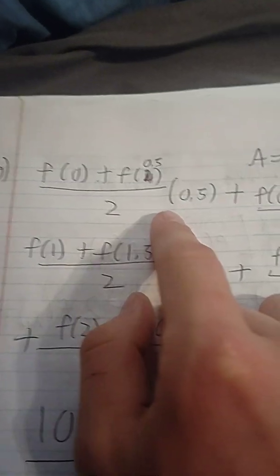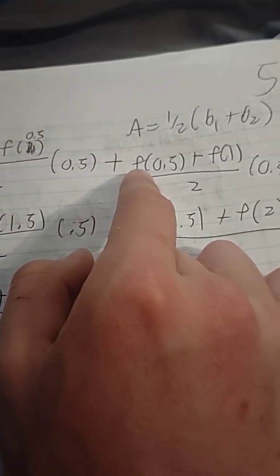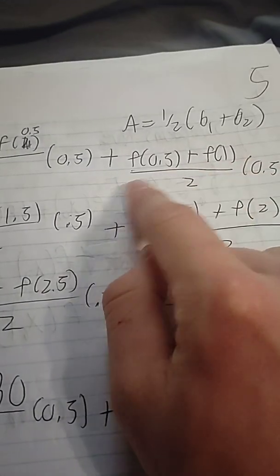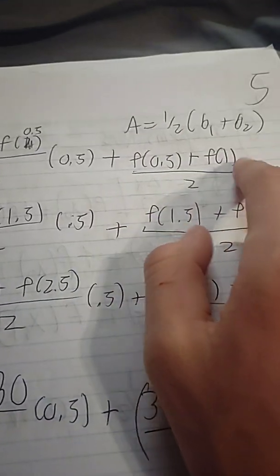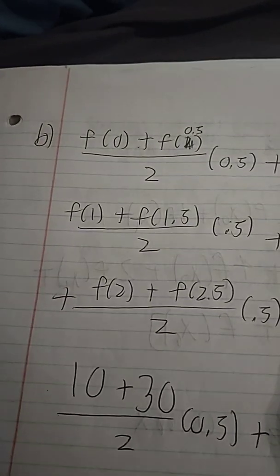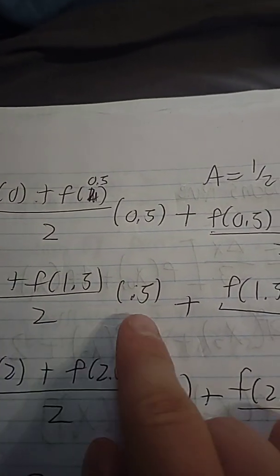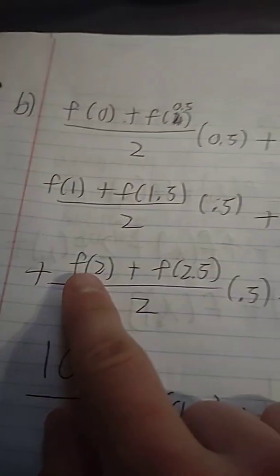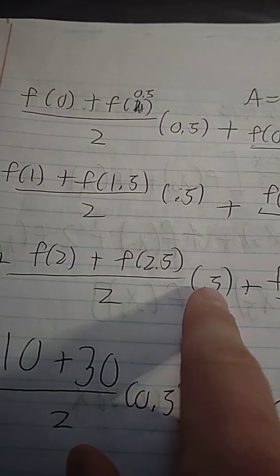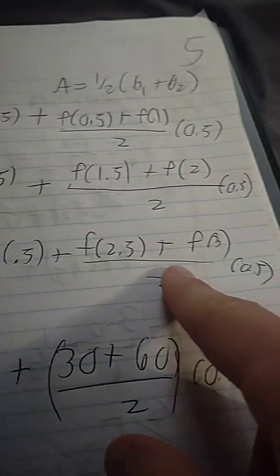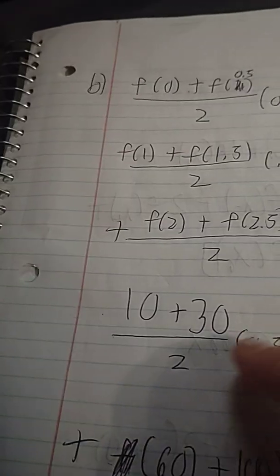So we have f of 0 plus f of 0.5 over 2 times 0.5 plus f of 0.5 plus f of 1 over 2 times 0.5. This is all from right here. Like this, f of 1, f of 1.5. So we have f of 1 plus f of 1.5 over 2 times 0.5, f of 1.5 plus f of 2 over 2 times 0.5, f of 2 plus f of 2.5 over 2 times 0.5 plus f of 2.5 plus f of 3 over 2 times 0.5.